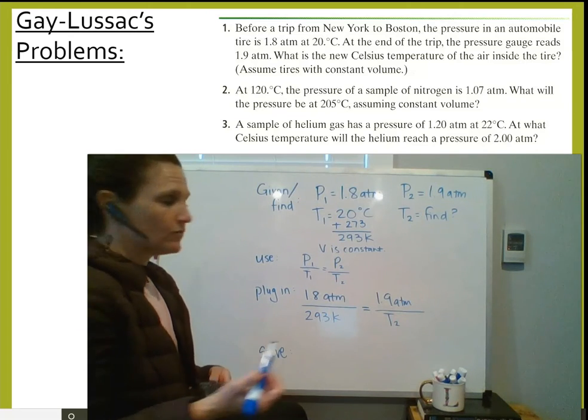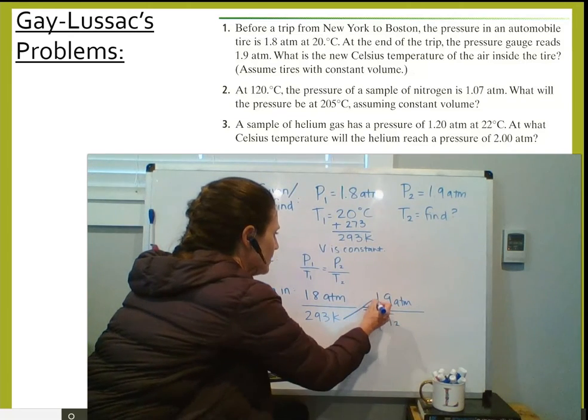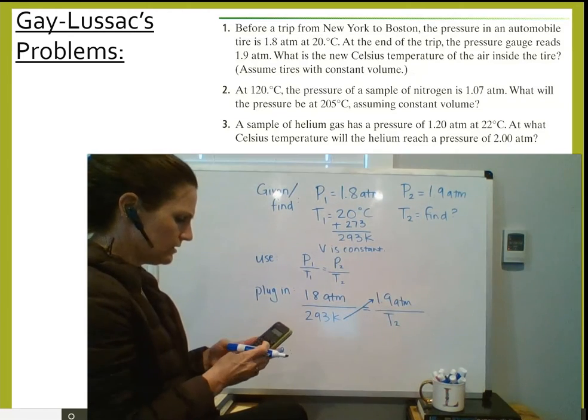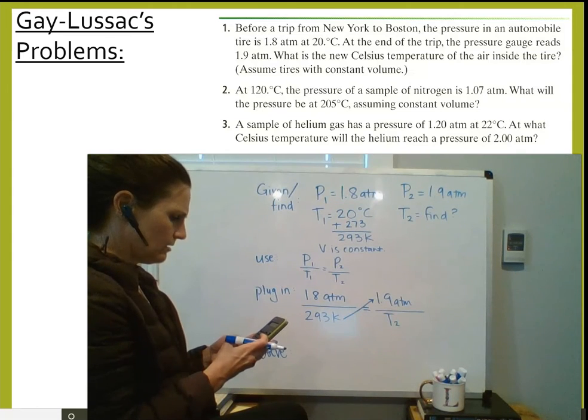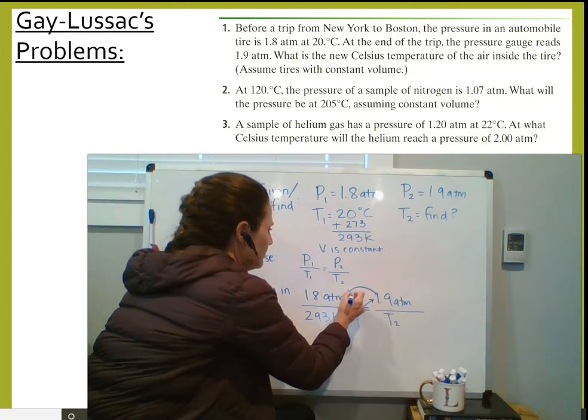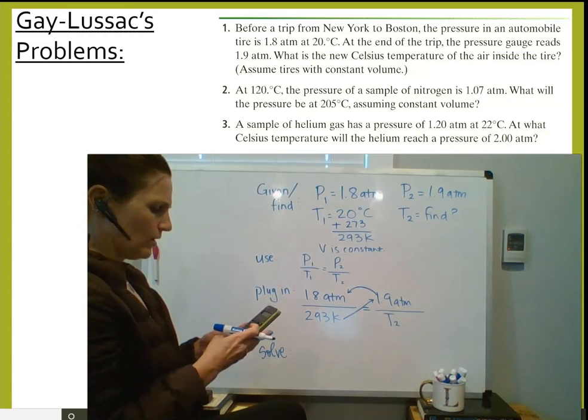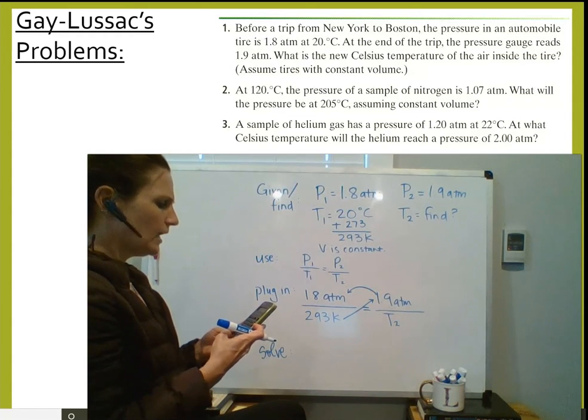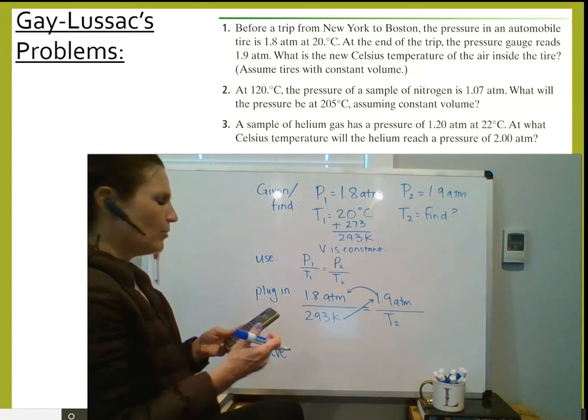And once again, we're going to solve this using cross multiply. So 293 times 1.9, and then we divide by our last piece, divided by 1.8, and I get 309.28.